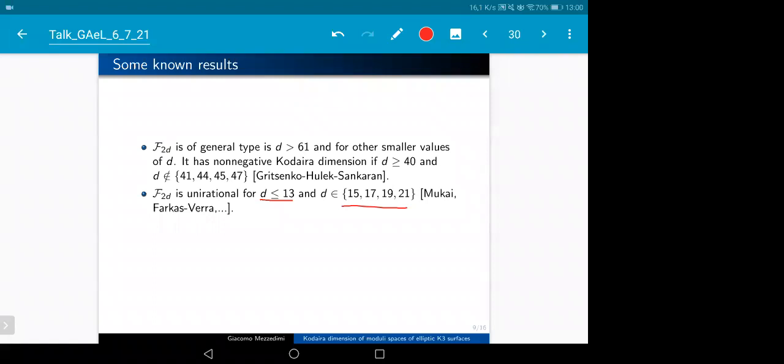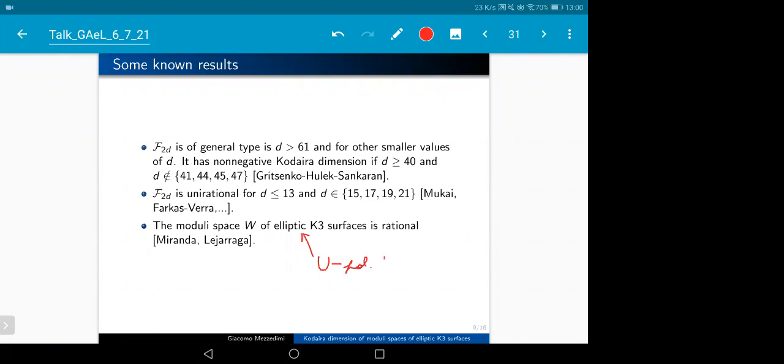And the last known result that I want to mention, because it will be the moduli space we're mostly interested in, is the moduli space of elliptic K3 surfaces. So you can think of this as the moduli space of U-polarized K3 surfaces, so K3 surfaces whose Néron-Severi lattice contains a copy of the hyperbolic plane. And this moduli space is rational. I mention this again because it's the moduli space we'll be interested in, but also because it's one of the few moduli spaces of K3 surfaces that we actually know to be rational, not only unirational.